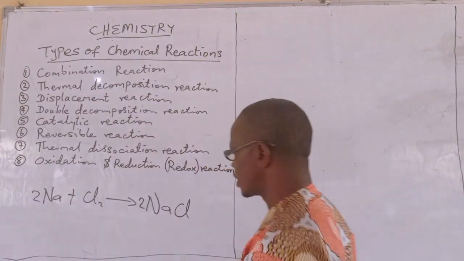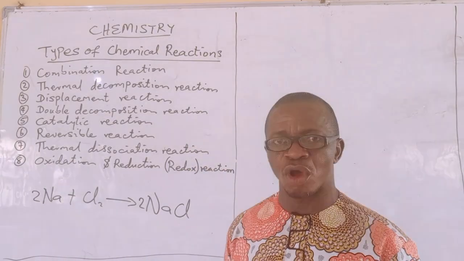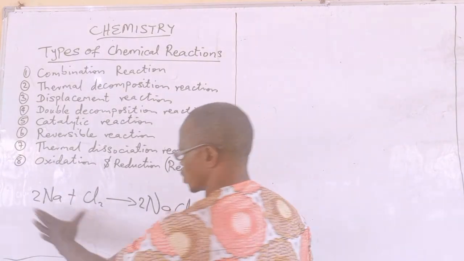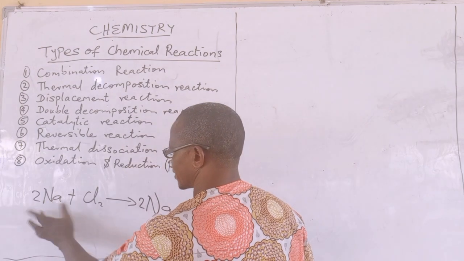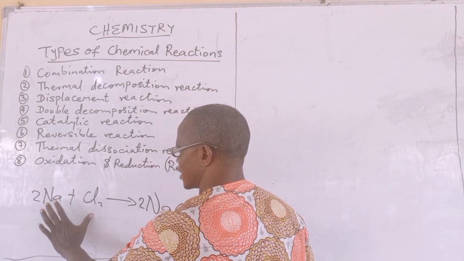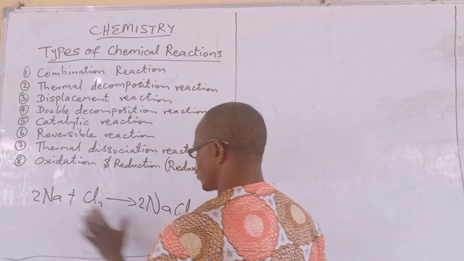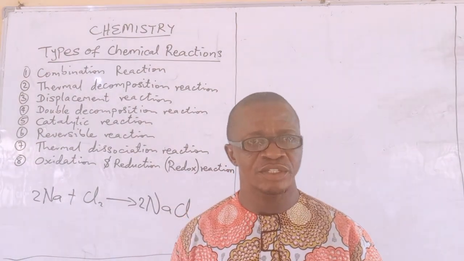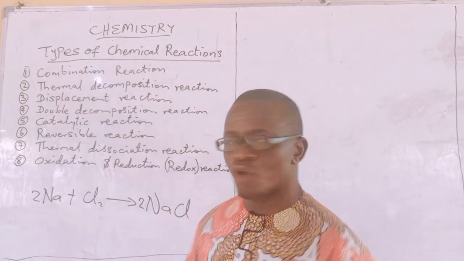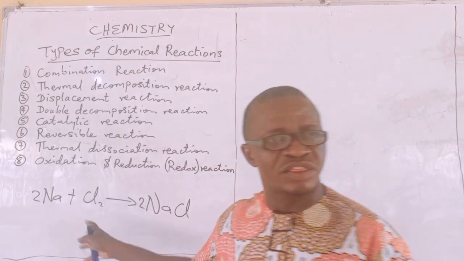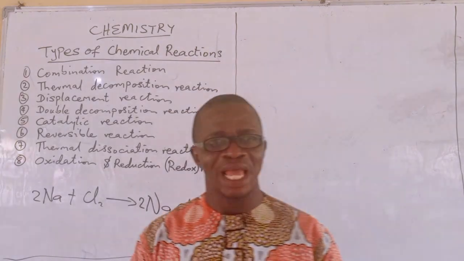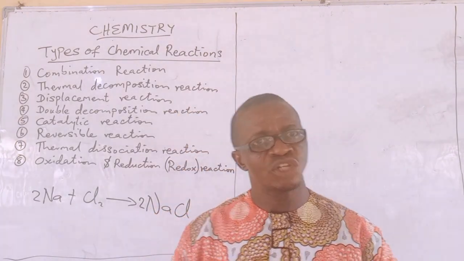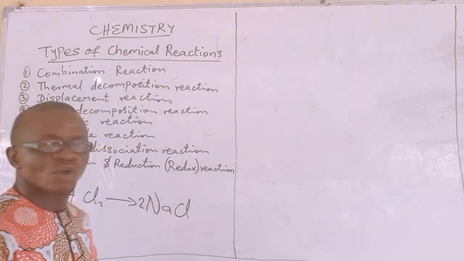Adding 2 together to get one product. We call these 2 reactants. 2 reactants combining to get one product. That's what all about combination reaction. This one, I am just using element and element. We can as well do compound and compound.